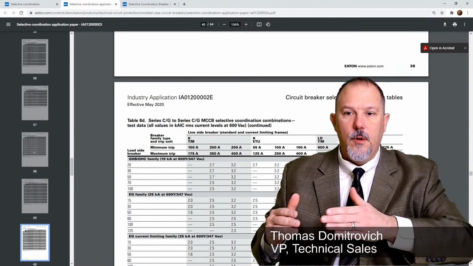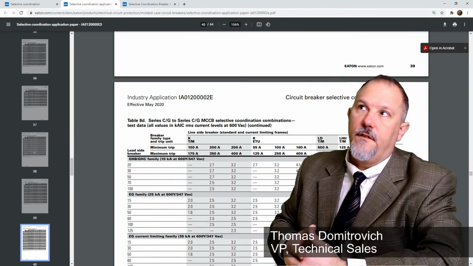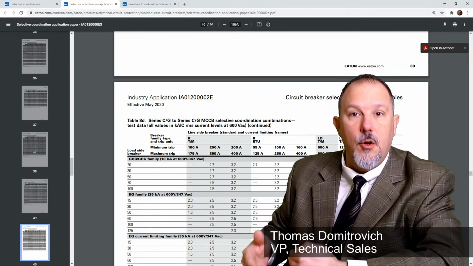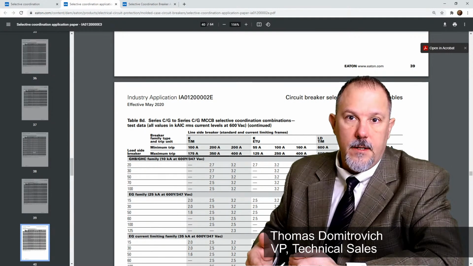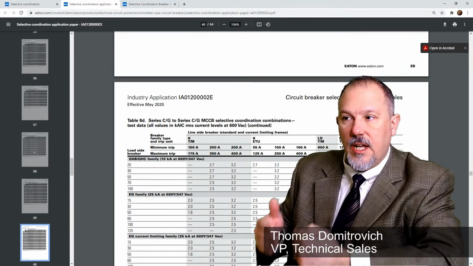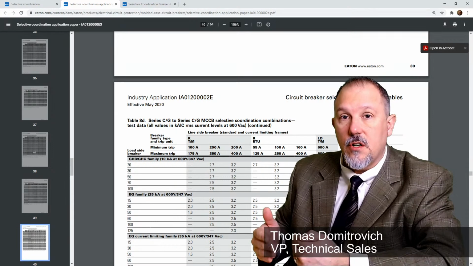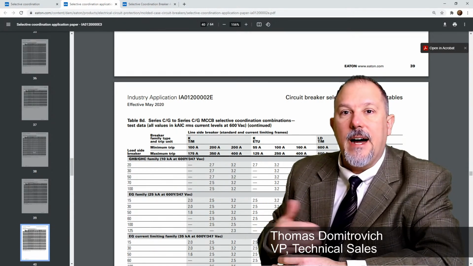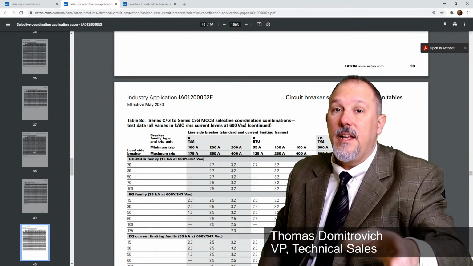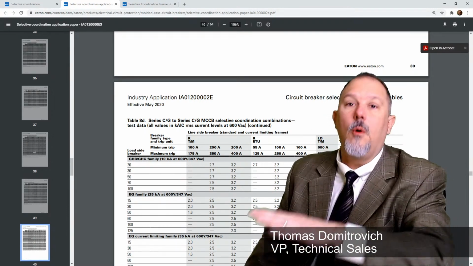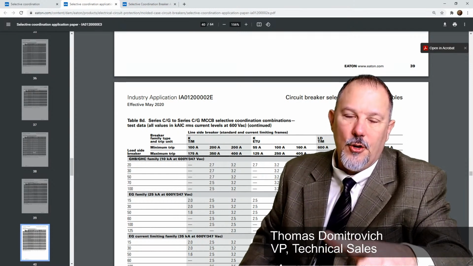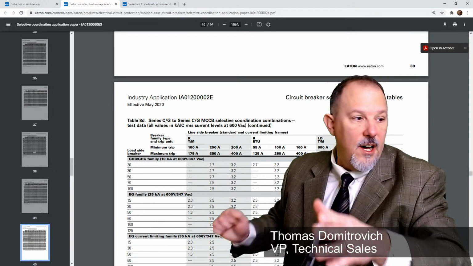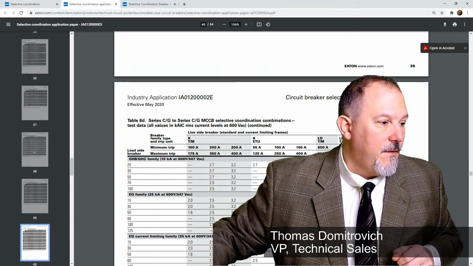You get into this table when your fault currents are so high that you're into the instantaneous region of both circuit breakers. Okay, so that's this table. We've tested these pairs of circuit breakers and we know the performance of them with regard to high fault currents. So another tip is use this table only when your fault currents are high enough that they're into the instantaneous region of both overcurrent protective devices.